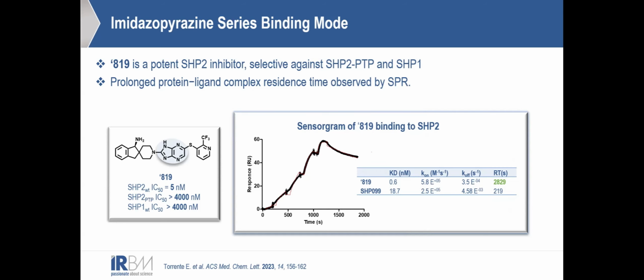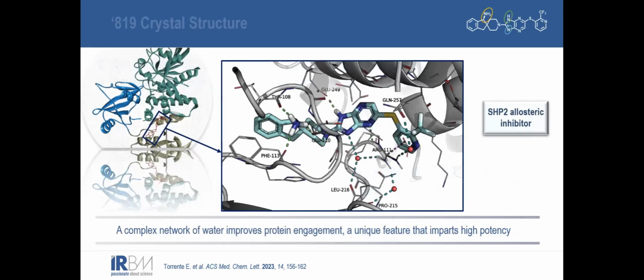SHP2-099. Okay. But what about the binding mode? This is a truly allosteric inhibitor. We proved that by X-ray crystallography, and we observed that our compound was binding exactly in the same allosteric pocket described by Novartis, keeping more or less exactly the same interactions that were observed with the parent compound.